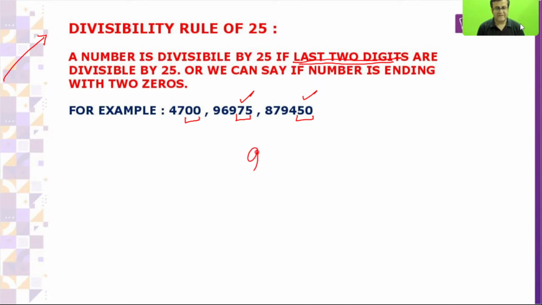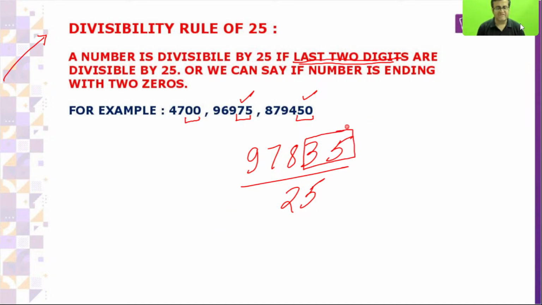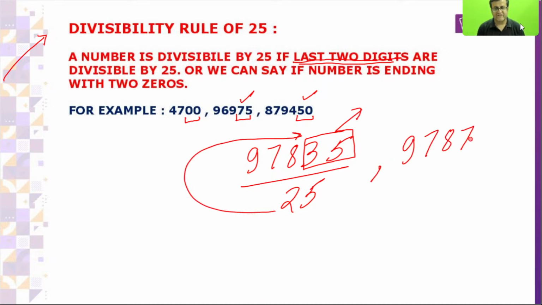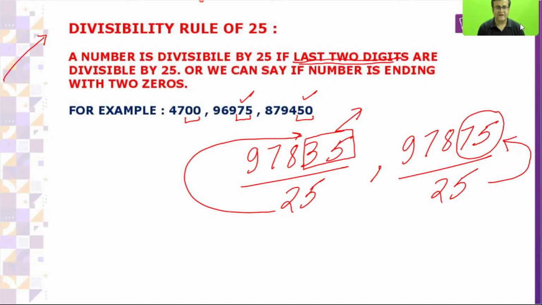As we can see, 97835. Is this number divisible by 25? Tell me yes or no. No, this is not, because the last two digits make the number 35, which is not divisible by 25. What else? 978, if I take 75. Is this number divisible by 25? Yes, of course, because the last two digits make the value 75. So the number is exactly divisible by 25. Or else, the last two digits are two zeros. That is also possible.